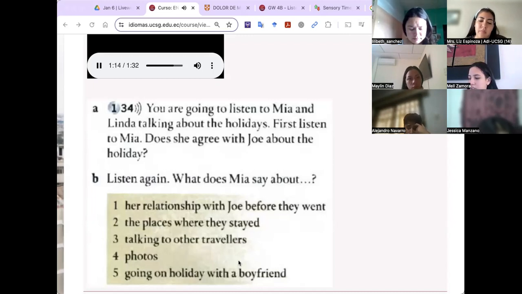I hate being in photos. I just wanted to enjoy the sights. The holiday was all a big mistake. Never go on holiday with a boyfriend if you're not sure about the relationship. It's sure to be a disaster.